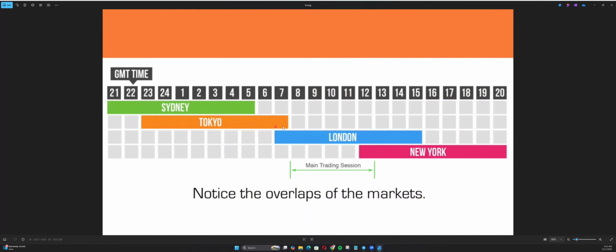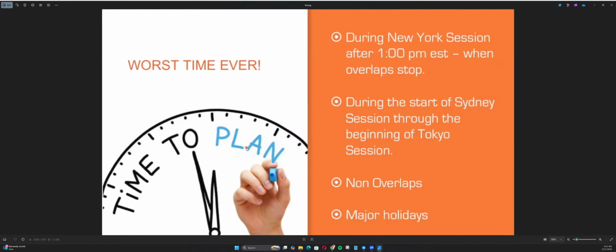There's another 1 hour overlap between Tokyo and London, and another of about 4 hours between London and New York. These are usually the best times to trade, on the overlaps. The worst time to trade is usually holidays, like New Year holidays, Christmas holidays, or whenever the banks are not open. So that is the best time to trade.